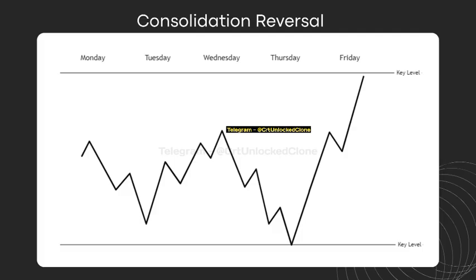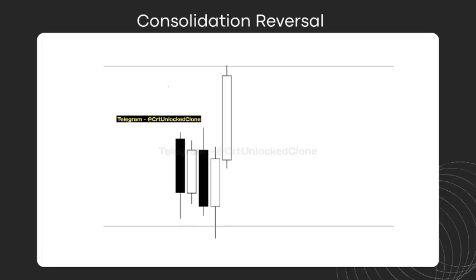On Monday, price forms an expansion. Tuesday is basically a range, and then on Wednesday, price takes out the Monday CRT high and expands lower, and then on Thursday we test a higher time frame key level and reverse from there. And this is how it would look on the daily time frame.